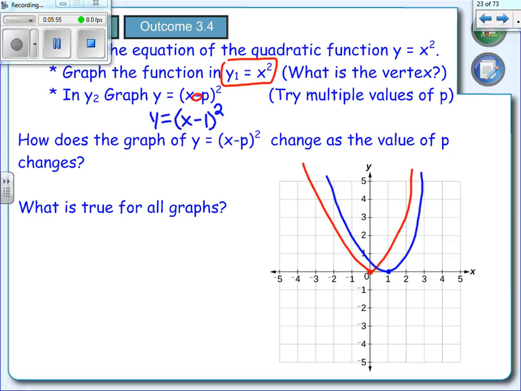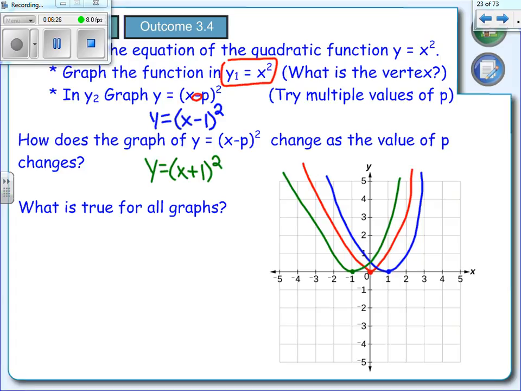Now we're going to try it again, but instead of minus, we're going to put in plus. So we're going to graph it. We're going to try y equals x plus 1 squared. And we're going to graph that in our calculator, and we're going to notice that our vertex is now over at minus 1, and it looks the exact same as the other two. It's just shifted to the left a little bit.